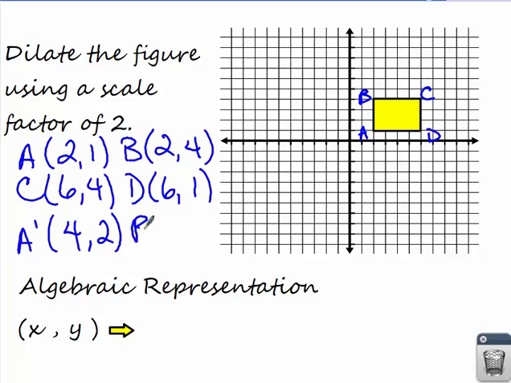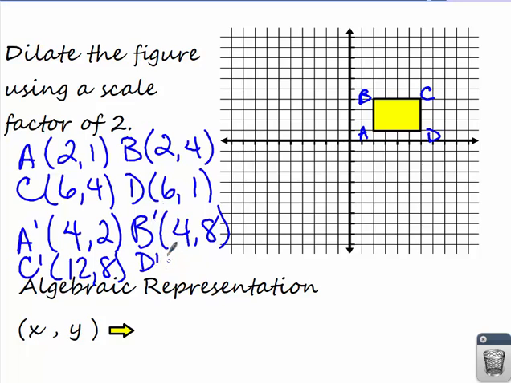So you should end up with B prime equaling 4, 8. Then C prime equaling 12, 8. And then D prime equaling 12, 2. And now if we were to plot each of these points, we will have our dilated figure.